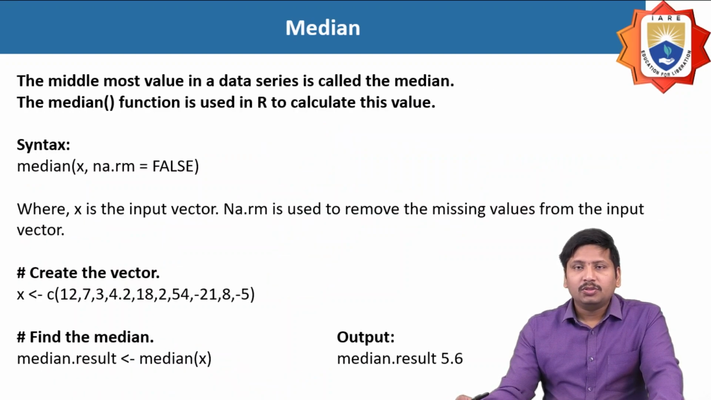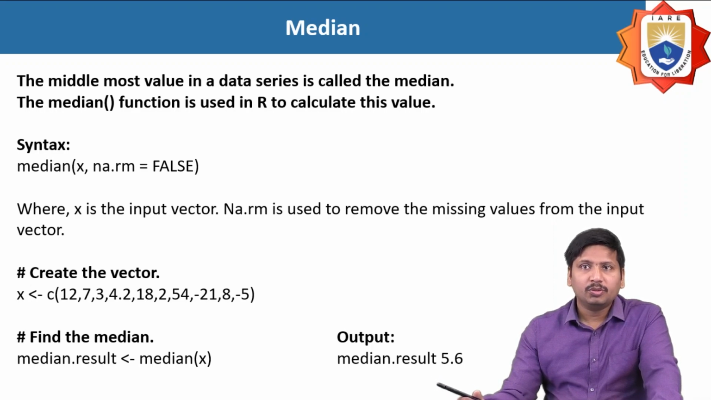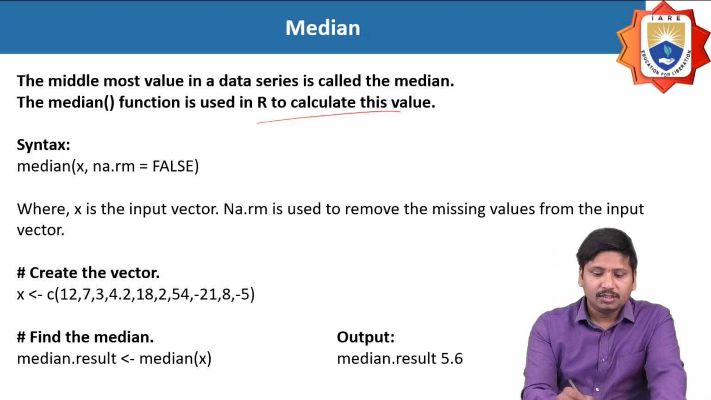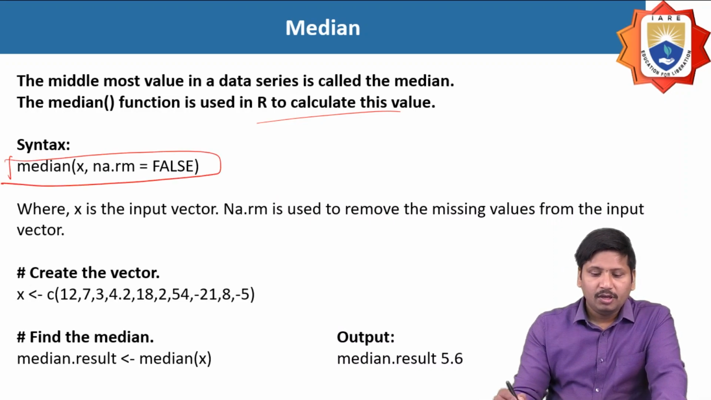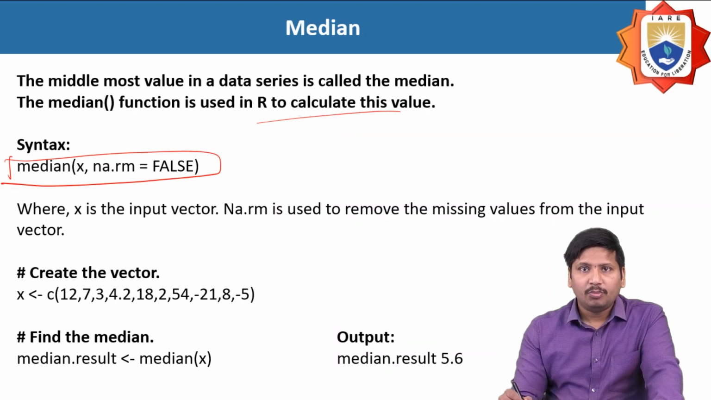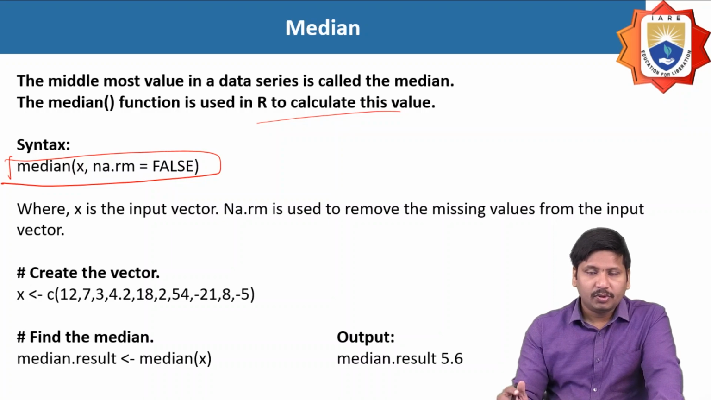And next, what is the median? How are we going to calculate the median in R programming? I want to explain it. The median is the middle value in the data series, and the median function is used to calculate this value. The syntax for this is median of x comma na.rm equal to false. This is the syntax.